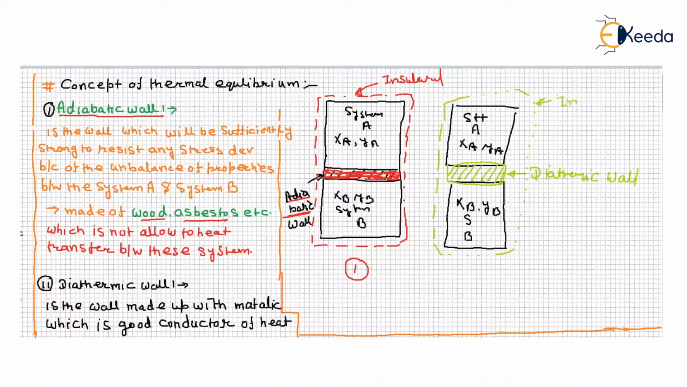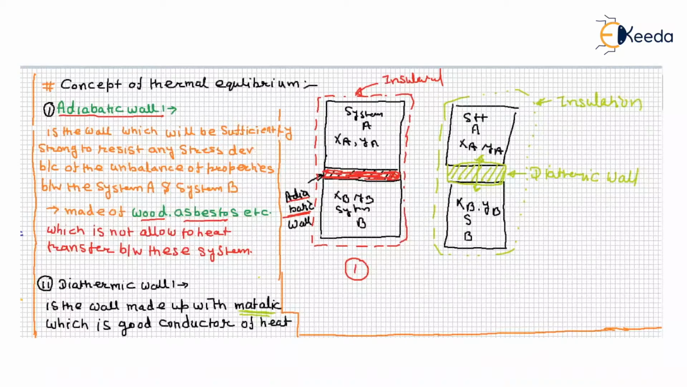So a diathermic wall is a kind of wall which is made of metal. Due to the metallic property, stress will develop due to the unbalance of its property. There must be an easy flow of heat from one system to another system, and finally these two systems will come into equilibrium, right?